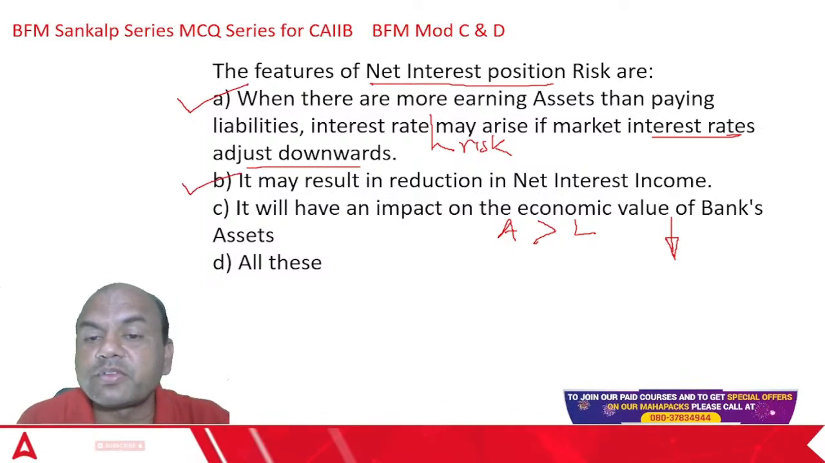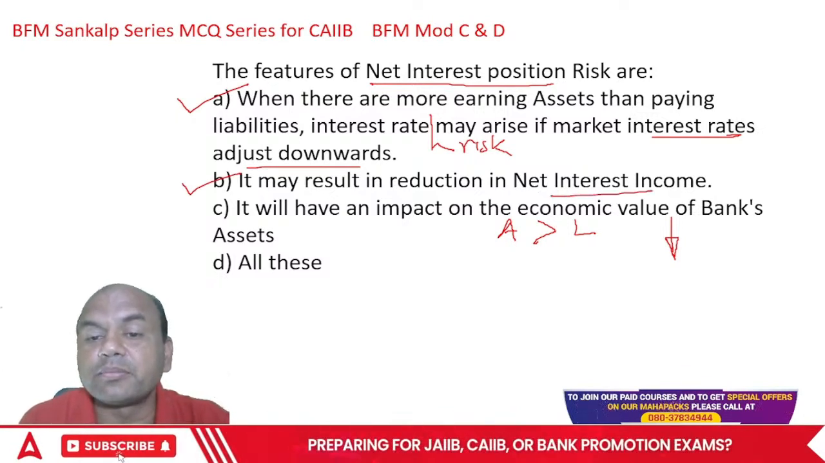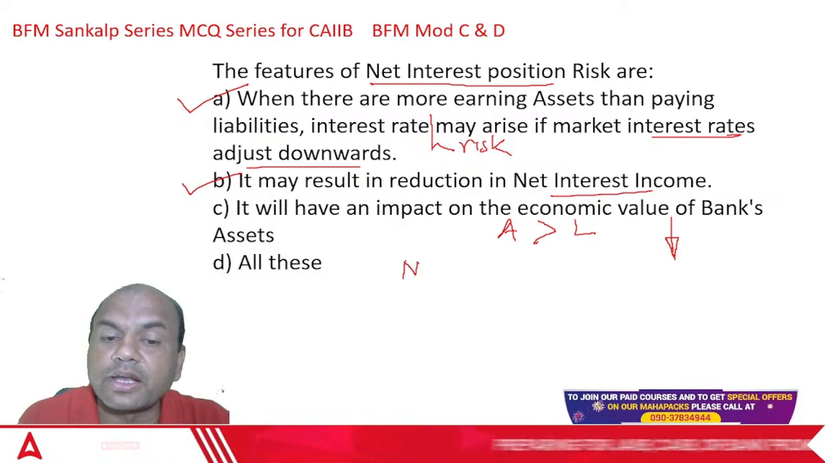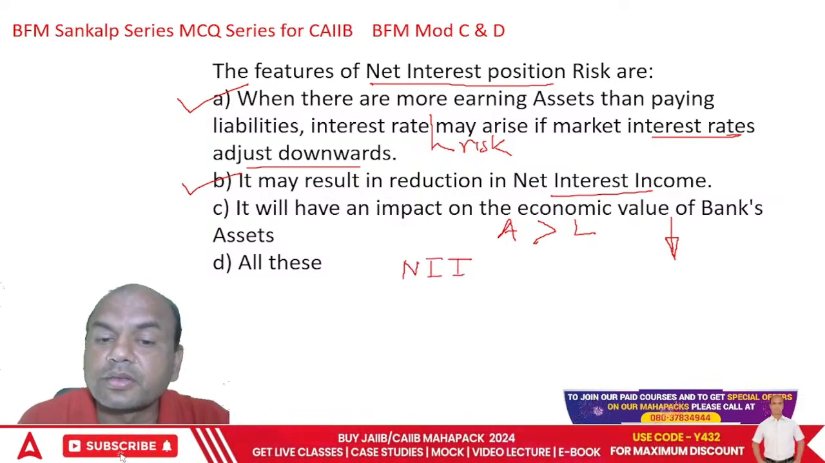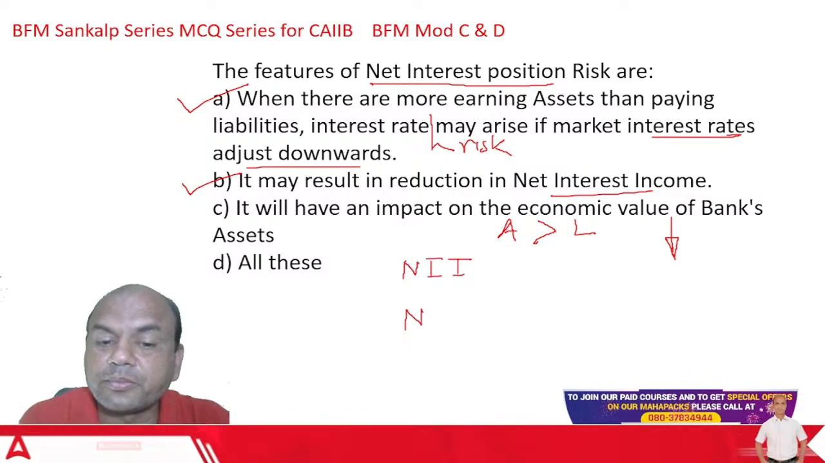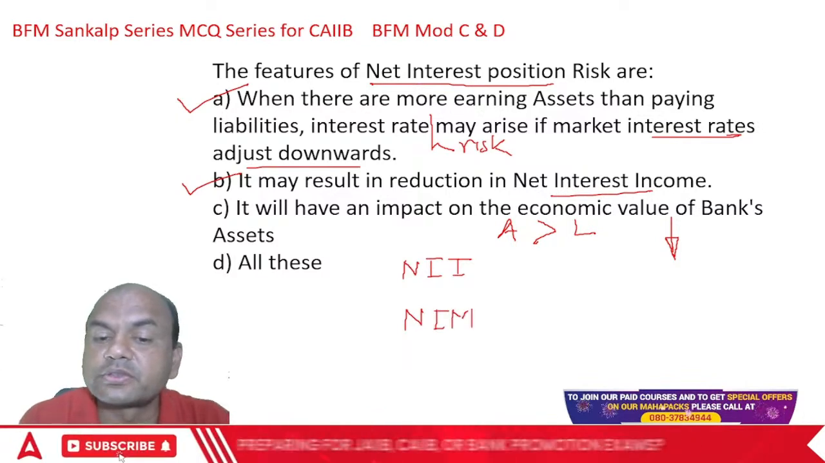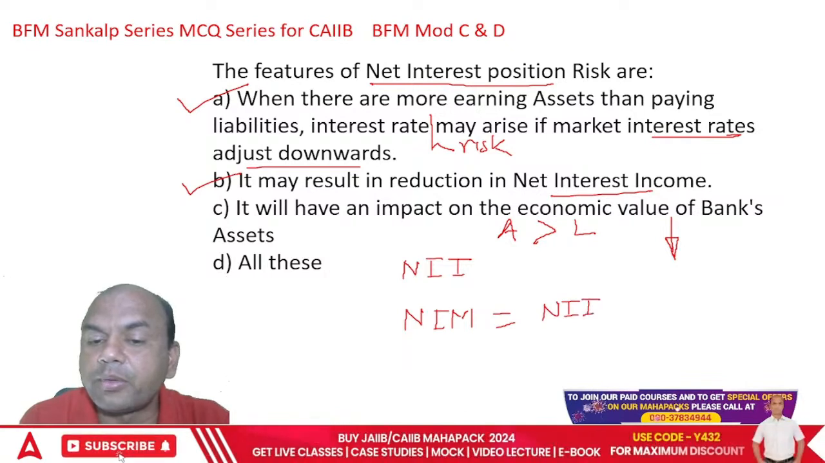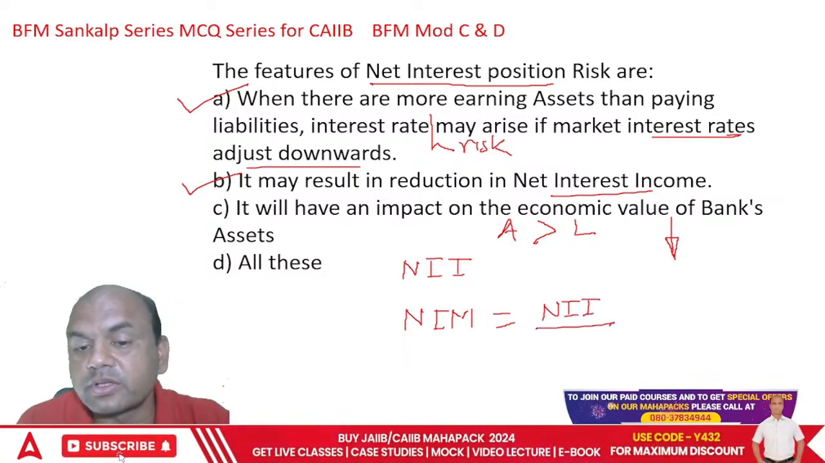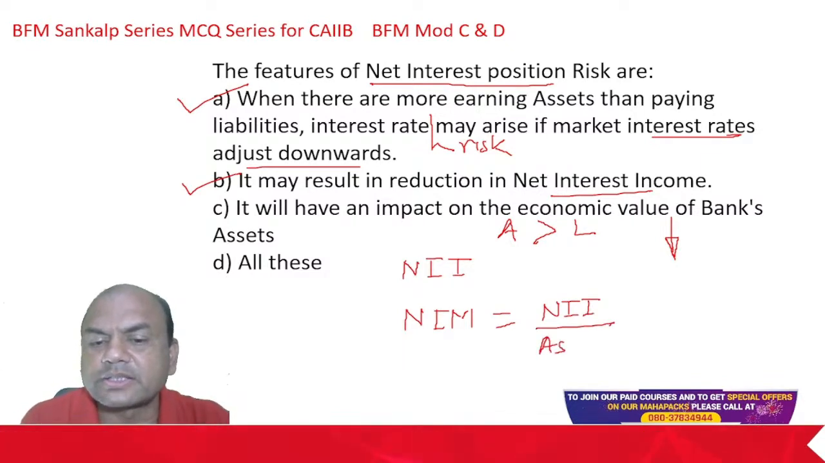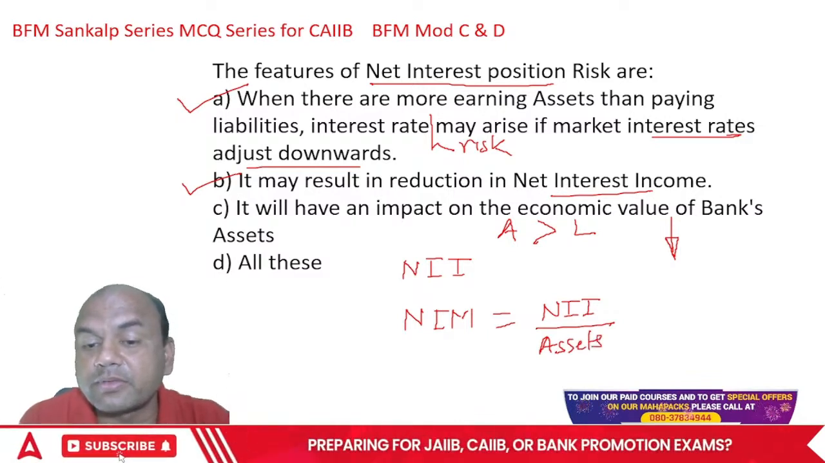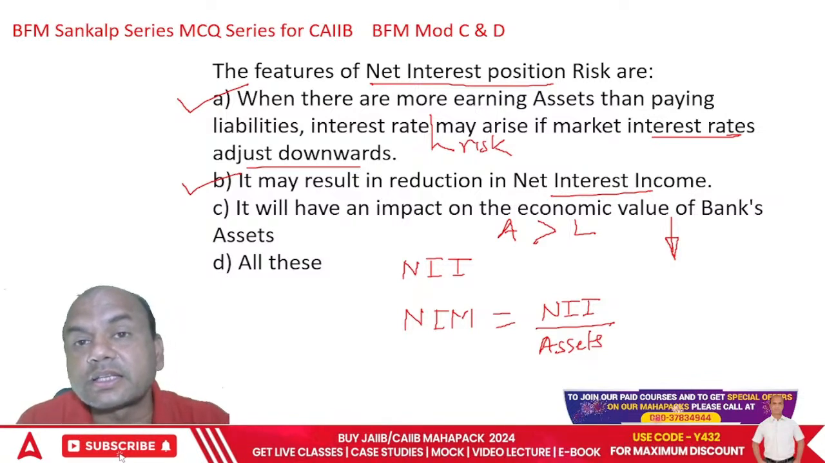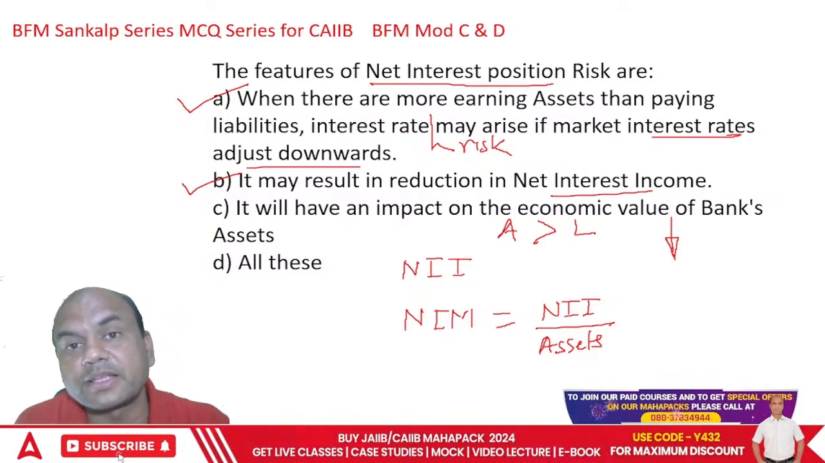Right? What is the difference between NII and NIM? NII means what? Net interest income. Okay, and NIM. What is the difference between these two? NIM equals NII upon earning assets. Actually, you can write it as assets also, but it's actually earning assets, not NPA ones. So this is NIM, and NII means net interest income, the difference between your liabilities and asset products.